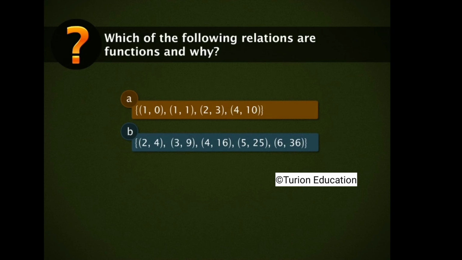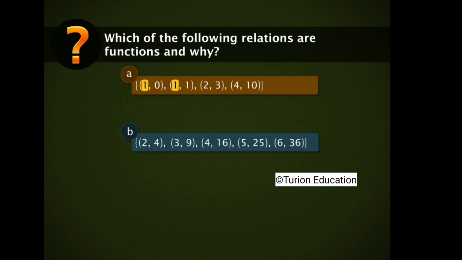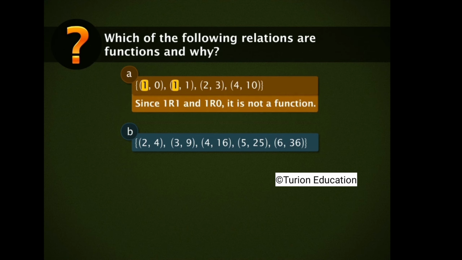Given two relations, we have to tell which of them is a function and which is not. Let's look at the first part of the question. The first two ordered pairs in the given set of elements have the same first element, so this relation is not a function.